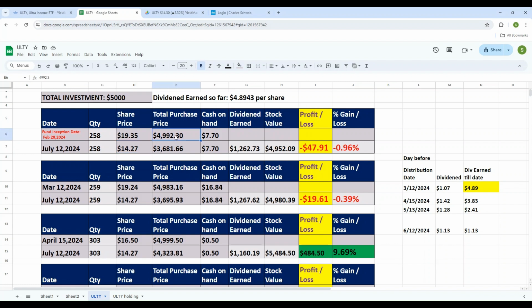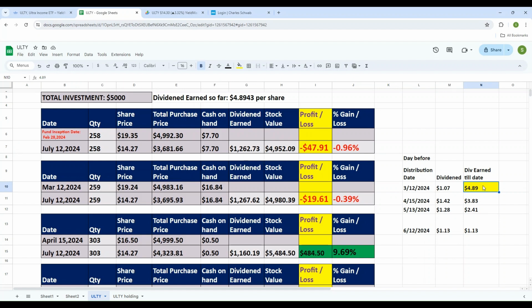So this $4,992, which you paid initially, is only worth $3,681. But since it started in February and today is July, there were four distributions paid, right? March distribution 107, April distribution 142, May 128, June 113. So altogether, $4.89 distribution was paid in 4 months.